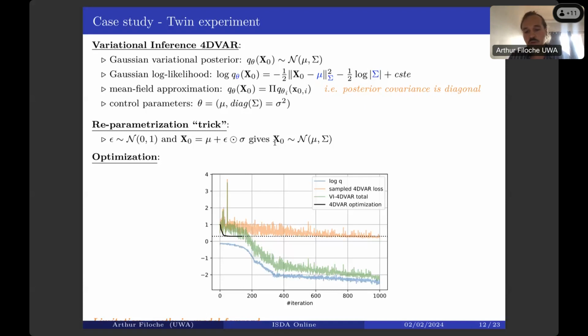And also a first potential issue that we can notice is that the number of iterations is very large. So in black, you see the 4D-Var optimization. So it's like there is at least an order of magnitude more forward model runs needed, which is terrible.